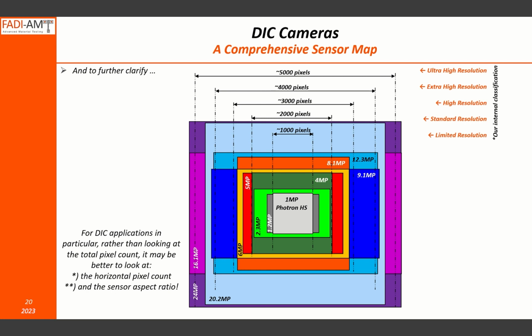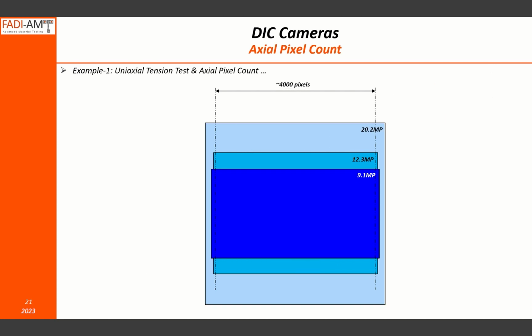And if you take this, and again, apart from the classification, these cameras are out there. If you take them and you try to use them in any application, you will see why higher pixel count, total pixel count, is very deceptive. And we're going to give you just 2 examples to prove this point. The first example is the most popular test out there, which is the axial tension test.